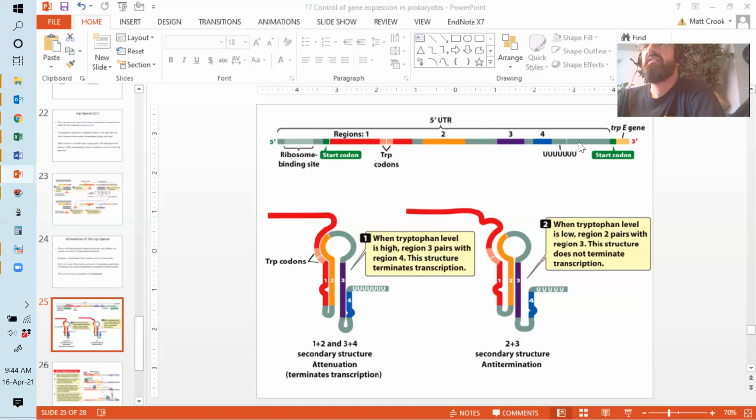Now, this isn't close enough to the RNA polymerase, and the RNA polymerase is not paused around region 3 because there's no poly U sequence. Right? The RNA polymerase has to be paused over those poly U's to be able to be kicked off by a hairpin loop. So if region 2 and 3 form a hairpin loop, there is no terminator loop formation and transcription proceeds.